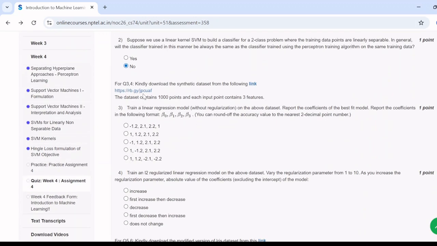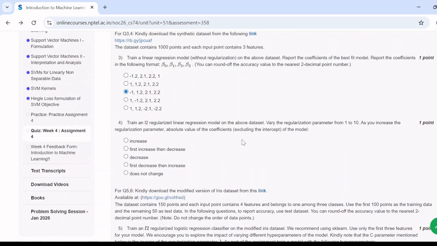You can download the dataset for questions 3 and 4 from the Google Drive. The dataset contains 1000 points and each input point contains 3 features. Train a linear regression model without regularization. Here, from the data, we can say this is an ordinary least squares regression, which will have the equation y is equal to beta naught plus beta 1 x1 plus beta 2 x2 plus beta 3 x3.